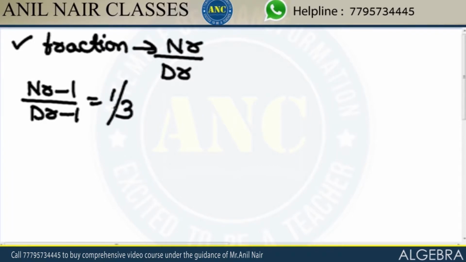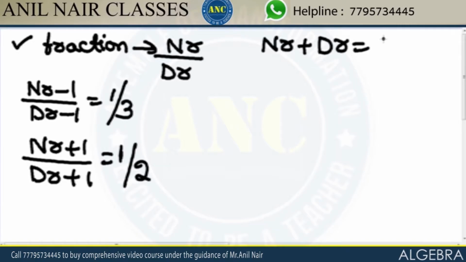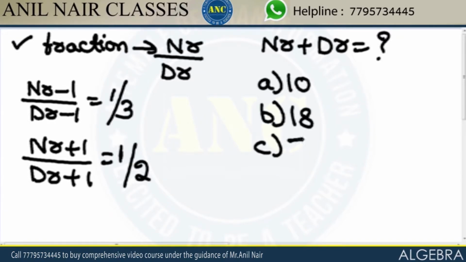Previous year Staff Selection Commission question. If 1 is added to numerator and 1 is added to denominator, the value will become 1 by 2. Question is, what is the value of numerator plus denominator? A is 10, B is 18, C is 7, D is 16.